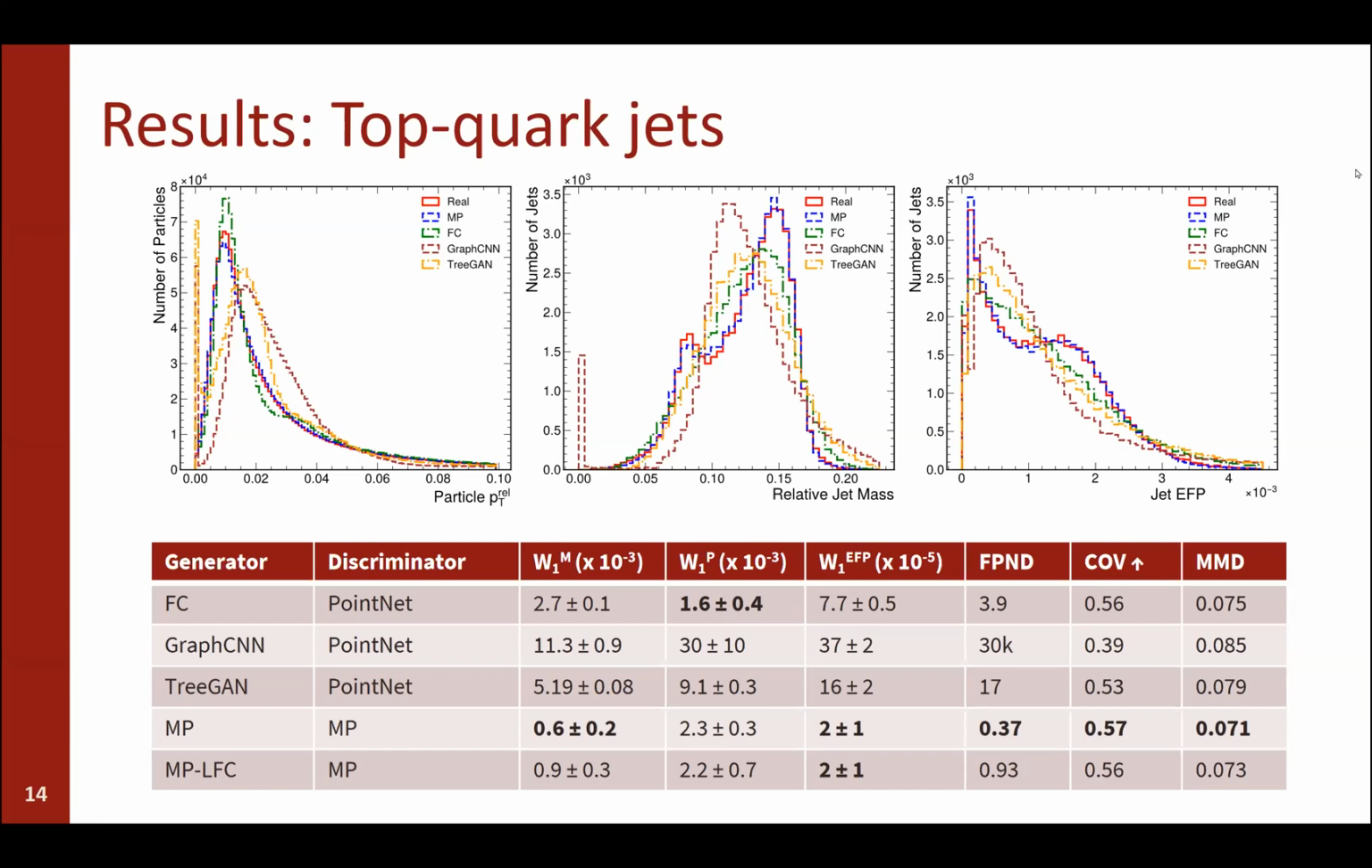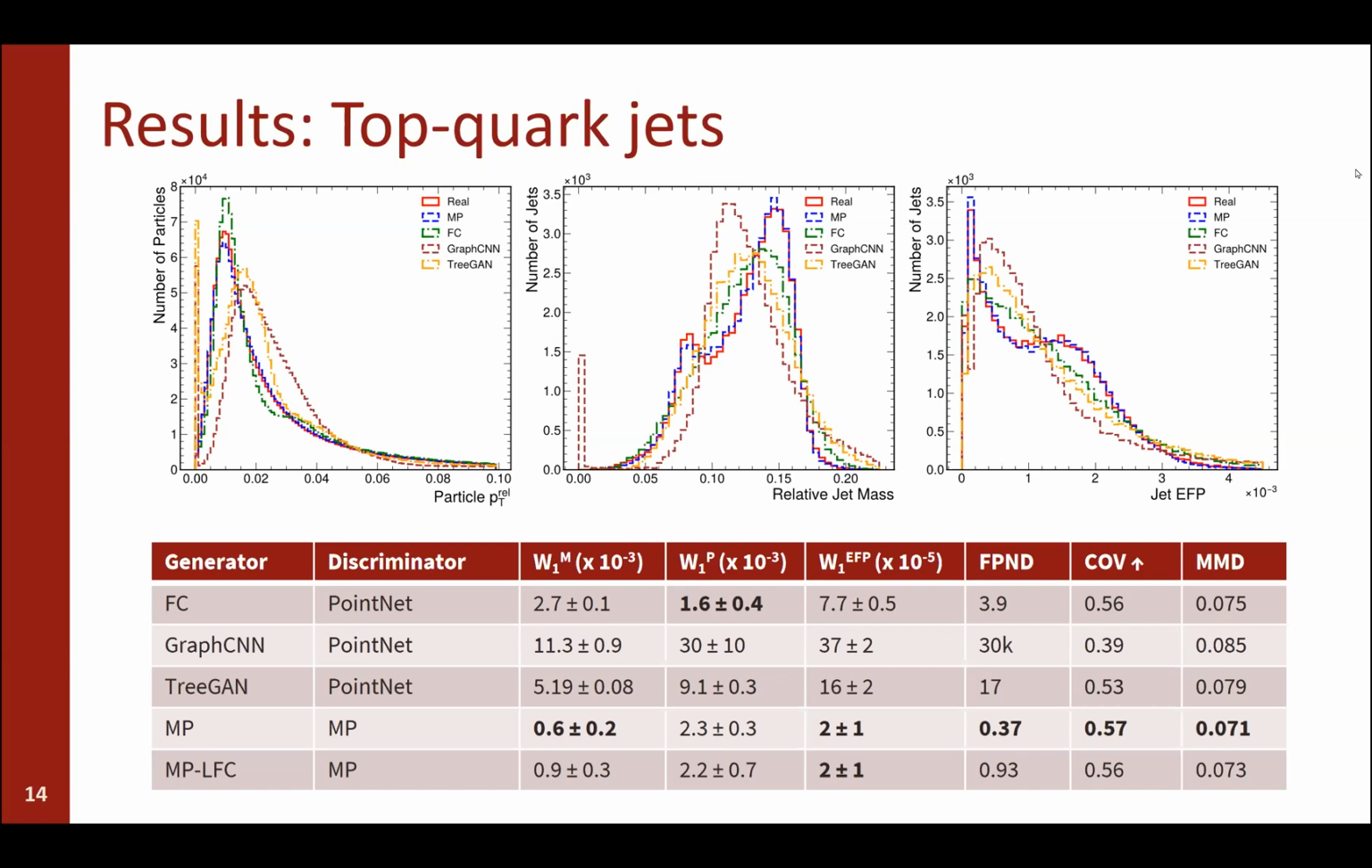And again, for the jet energy flow polynomials, you see that only the message passing has the correct structure. You can see on the table also that message passing is the best in all cases, except for the W1 distance for the features. But you see that there the difference is not so big. You look at it's 1.6 plus or minus 0.4 to be compared with 2 point something. So not that bad.